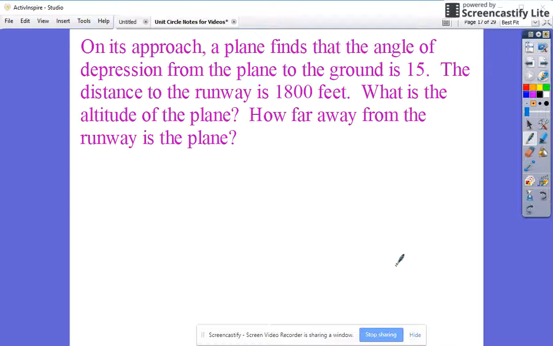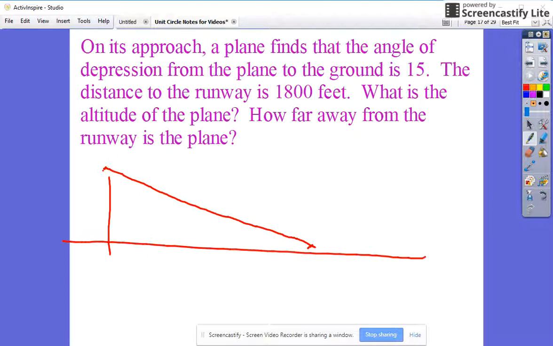The plane has an angle of depression of 15 degrees. So what does that mean? What it means is that you have a plane some point way up there, and the runway is down here somewhere. And this right here, so this would be the ground down here, right? And here's the plane. We'll mark that as point P. Okay, that's point P.